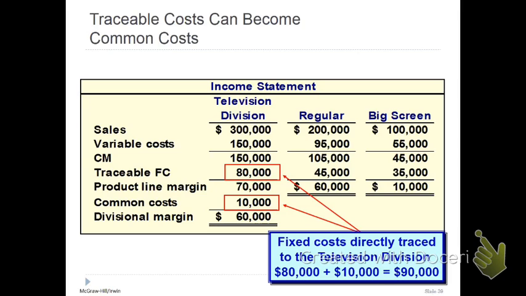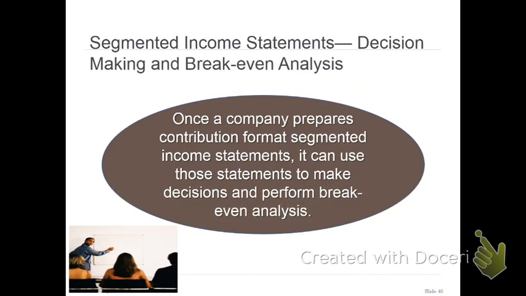So they have all those costs that are directly traceable, and common costs are 10 grand, so the division margin is 60 grand. So now, that's just how you would go ahead and break it up.